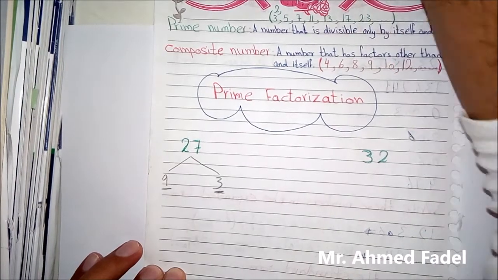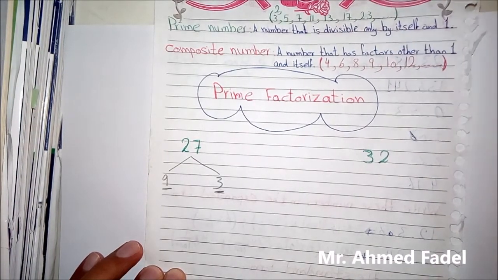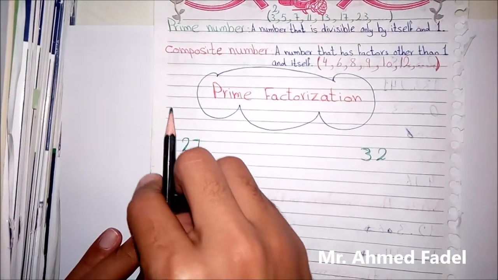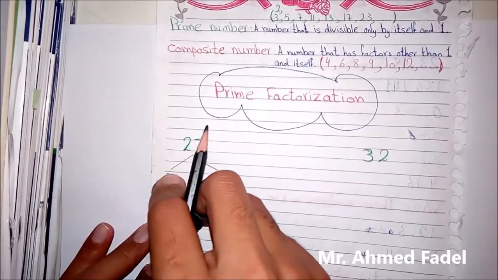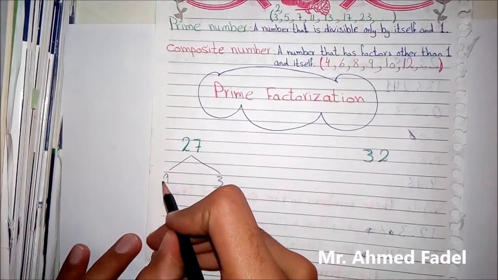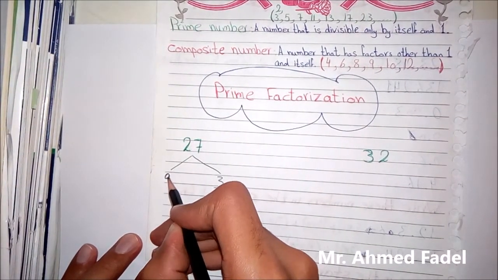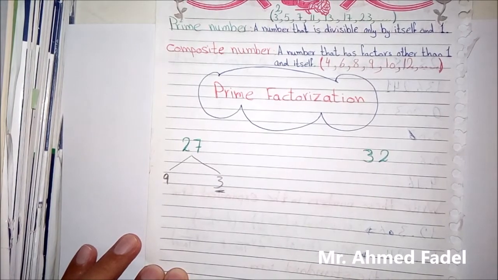Where is my rubber? Oh, here it is. We're not going to underline this. It's a composite number. Come on, Yassine. It's a composite number. We cannot underline it.